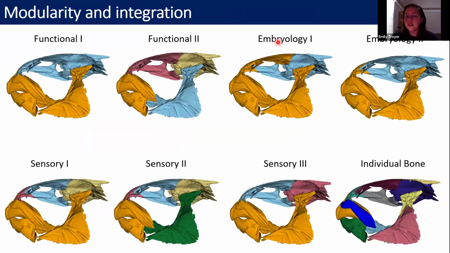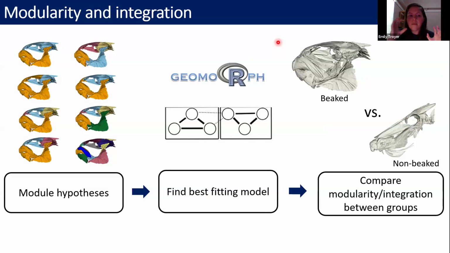Finally, to look at patterns of modularity and integration between our beaked and non-beaked skulls, we defined 8 different skull modularity hypotheses, which encompass a range of functional, embryological, and sensory hypotheses based on the literature. We can take these 8 hypotheses and do model testing with functions found in the geomorph package. Then, under our best fit model, we can compare the levels of skull modularity and integration between our beaked and non-beaked species.